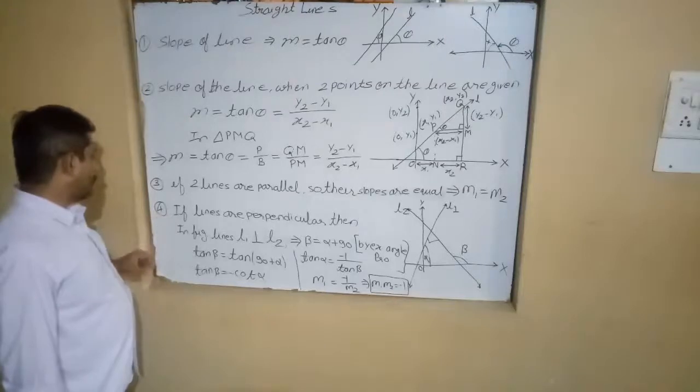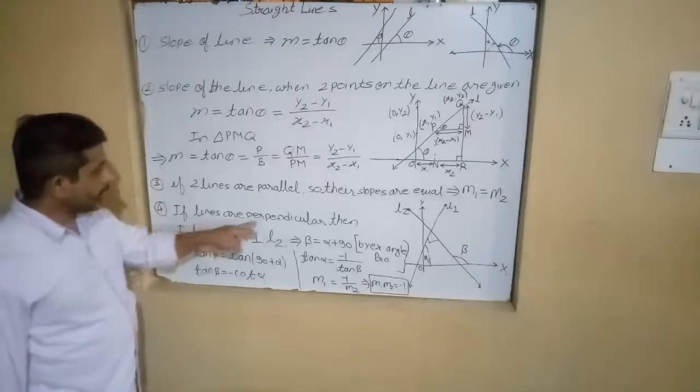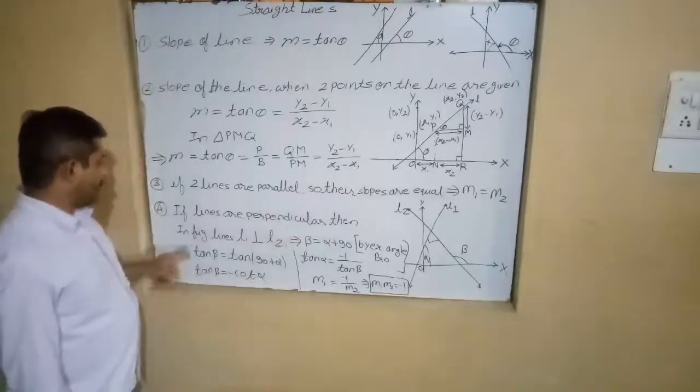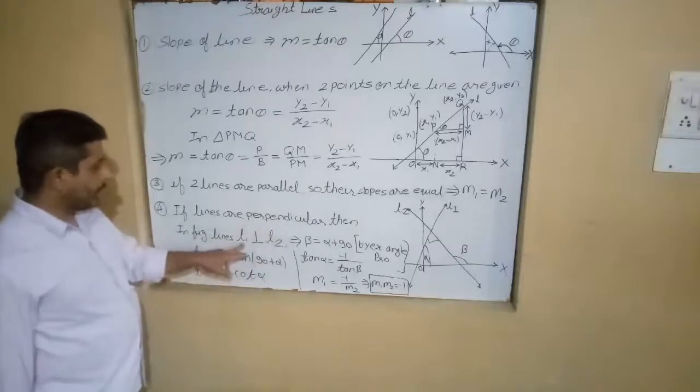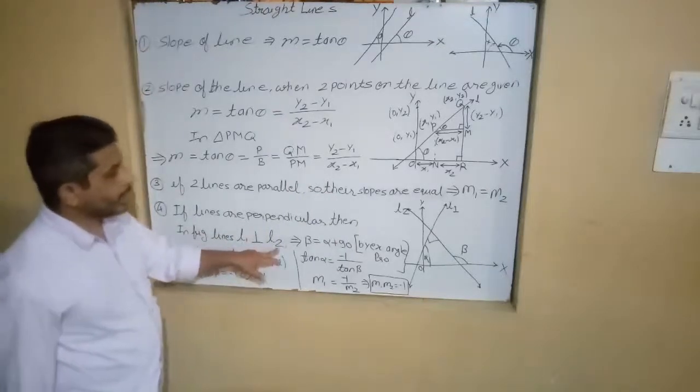Now we learn the fourth property. If lines are perpendicular, in the figure you can see line L1 is perpendicular to line L2.